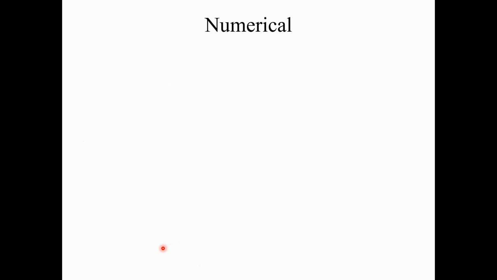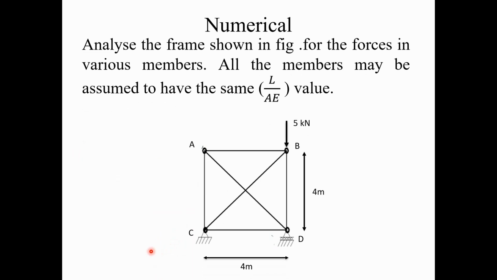So let us discuss one numerical on the analysis of a redundant truss. Analyze the frame shown in the figure for the forces in the various members. All the members may be assumed to have the same L upon AE value. This is truss ABCD, subjected to an external load of 5 kilonewton at point B. First we have to check the stability of this truss.